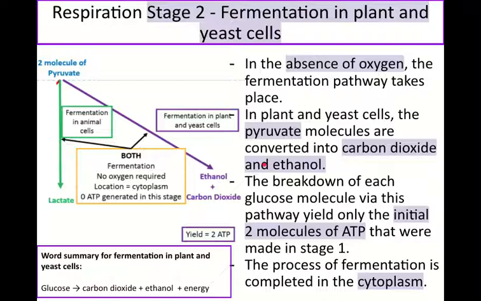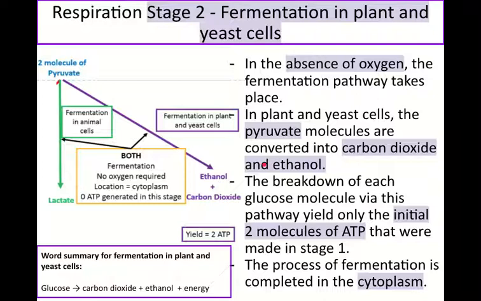Another example of how we use fermentation is when we make bread. If any of you have ever made bread before, you'll know that you have to use yeast to make the bread rise. Again, when yeast isn't provided with sufficient oxygen, it makes ethanol and carbon dioxide through fermentation. This time the carbon dioxide gets trapped in the dough, and that's what makes the dough rise.